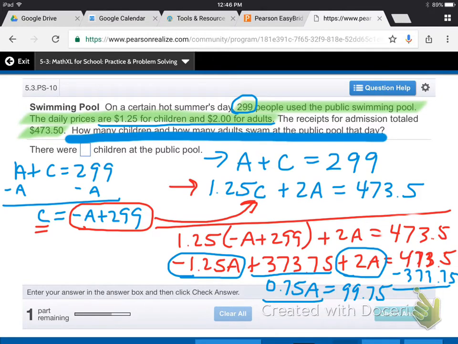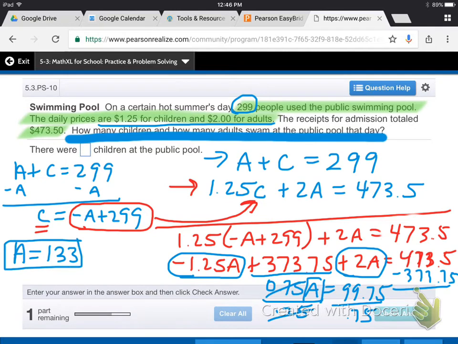Now all I have to do is divide both sides by 0.75. And so A, the number of adults, this variable is what I'm isolating. The 0.75's cancel. And so 99.75 divided by 0.75 is 133. So the number of adults at the pool that day is 133. If I want to know the number of children, all I have to do is subtract that number from 299, because the total of adults and children equals 299. And so the number of children is 299 minus 133, which is 166. There you go.